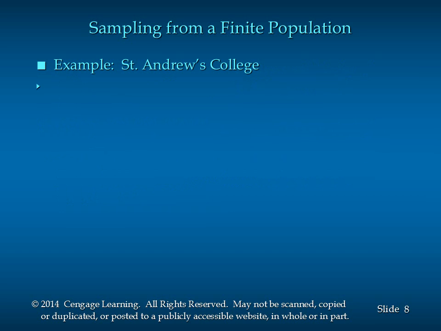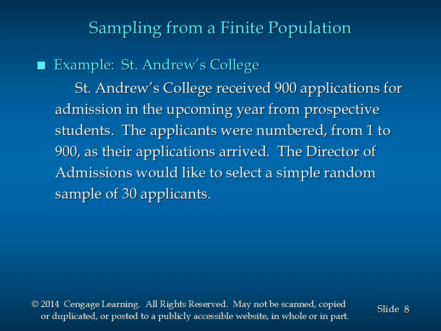And I think I got another example here. There are 900 applicants for admission at St. Andrew College. You actually number them 1 to 900, and you want to, for whatever reason, sample 30 of those. So you take each one of those and put a number to them, and then you can randomly select 30 applicants.